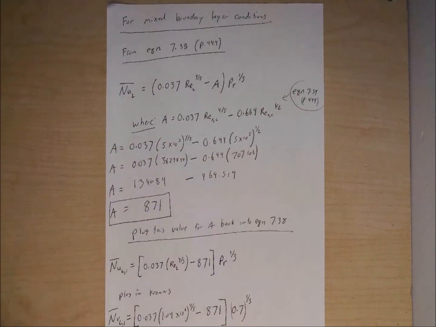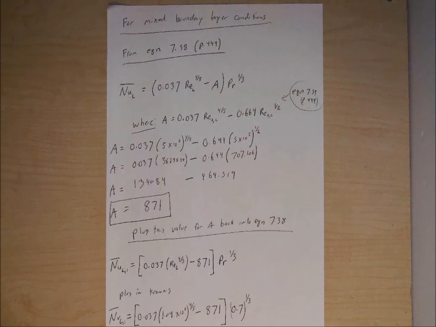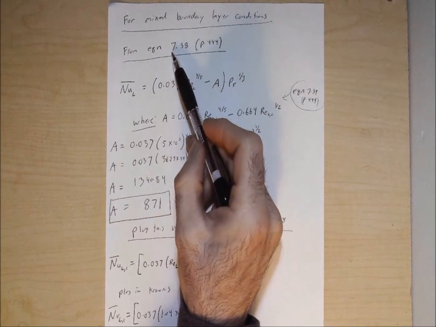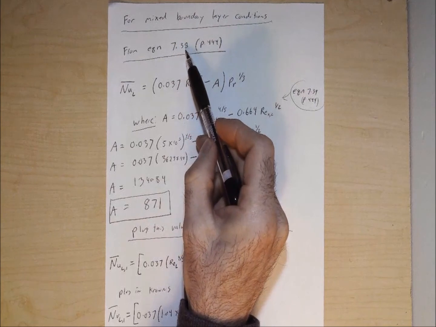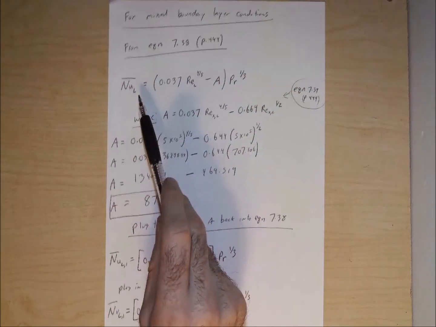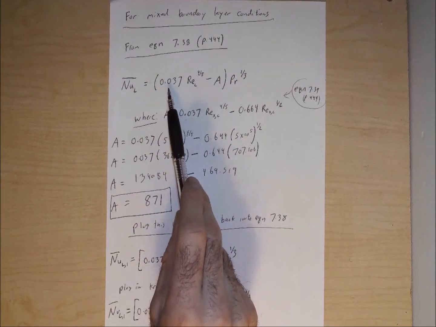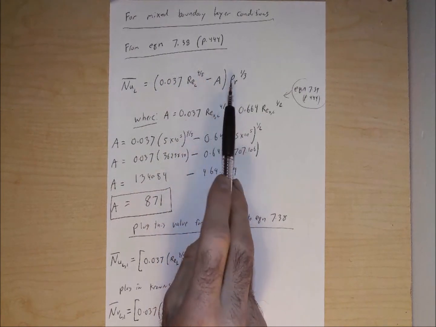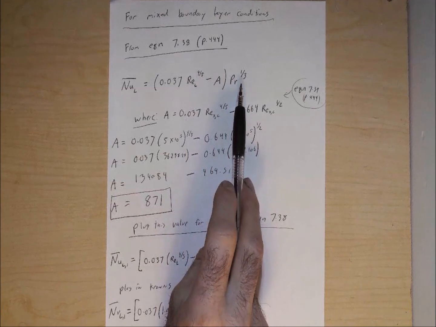So for the next step in our solution, what we want to do is take a look at this mixed boundary layer condition. We have surface A and surface B, where surface A is smooth and surface B is rough. Where we want to start for this solution is to take a look at a governing equation on page 444 of our textbook. We're going to take a look at equation 7.38. This equation is given for a Nusselt number as 0.037 times the Reynolds number to the 4/5 minus A, all this times Pr to the 1/3.